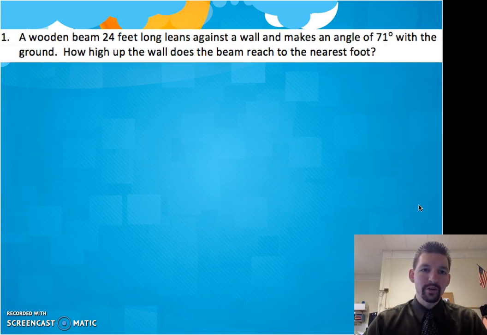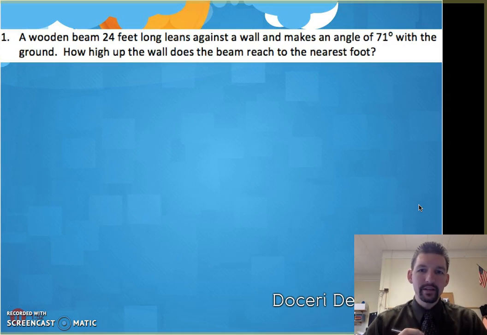So the first question we're going to go through. A wooden beam 24 feet long leans against a wall and makes an angle of 71 degrees with the ground. How high up the wall does the beam reach to the nearest foot? Well, I can see here that I'm dealing with 24 feet, which is going to be a side, and 71 degrees, which is an angle. So I'm going to use trig, but let's draw a picture just to make sure.